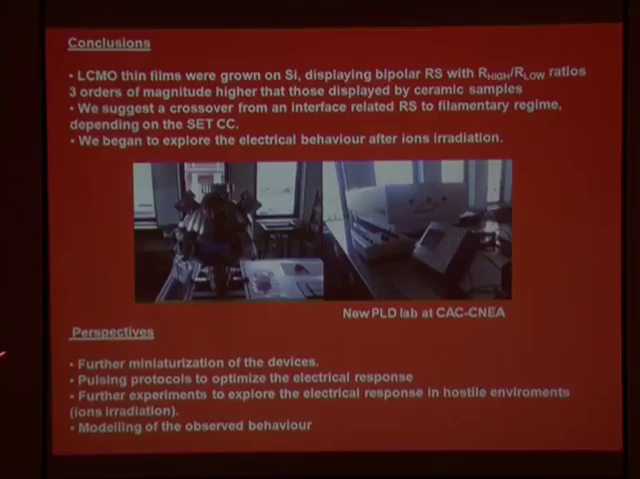Our perspective is to go further in the miniaturization of the devices, to optimize the pulsing protocols to get a better electrical response, and to further explore the electrical response of these devices in hostile environments such as ion irradiation. And importantly, we are willing to model the observed behavior, and in this respect there is a poster of Federico Tesler, who is doing this kind of job.